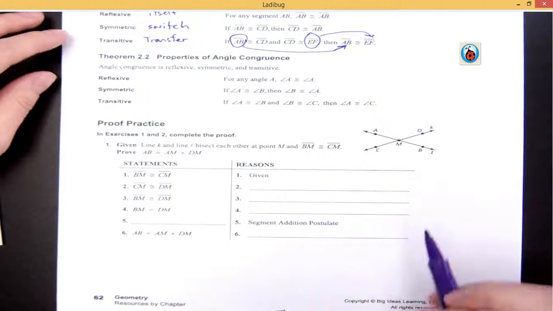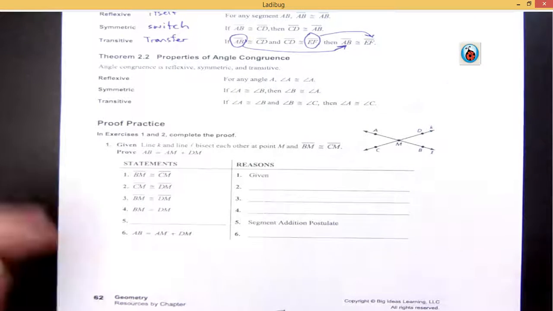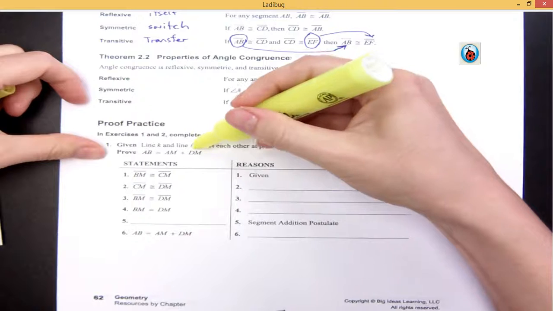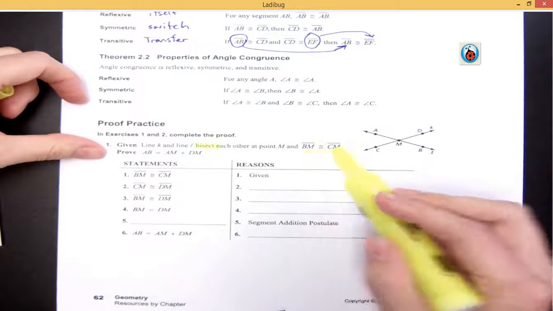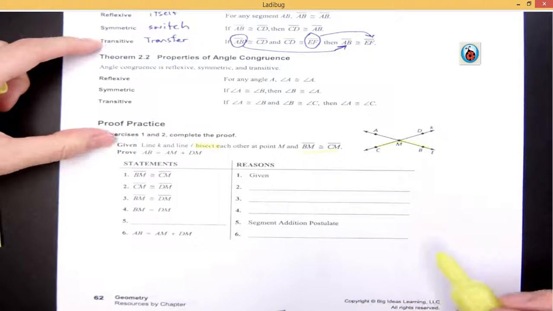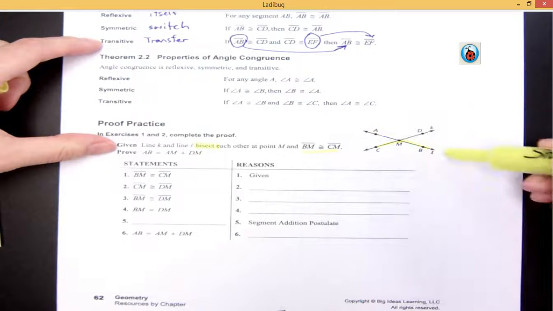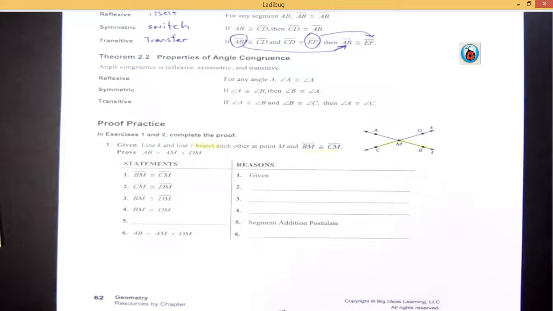So here we're going to go through and look at the information they give us. We're given that lines K and L bisect each other, and then we're given that BM is congruent to CM, and we're asked to prove that AB equals AM plus DM. Lots of different letters there. So let's take this one step at a time.